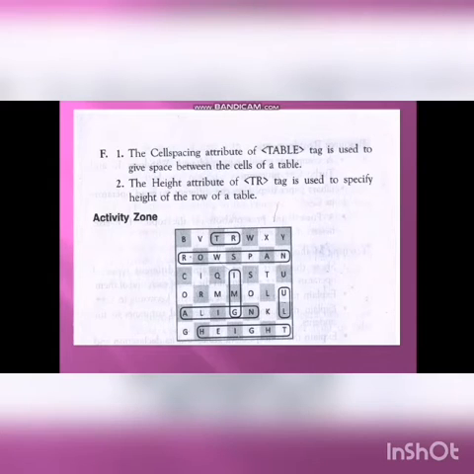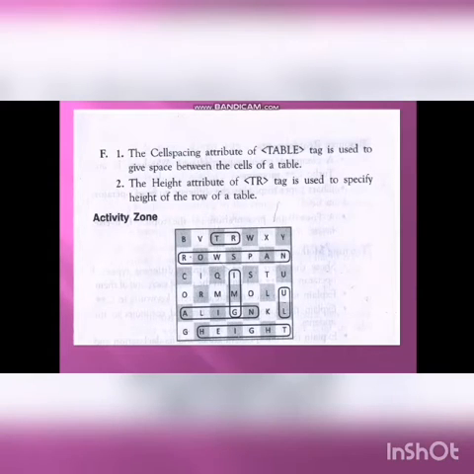Next, second question. Rahul wants to specify the height of a row of a table. Which attribute will help him to do so? For that, the height attribute of the tr tag is used to specify the height of the row of a table. tr means table row. So the height attribute of the table row tag is used to specify the height of the row of a table.